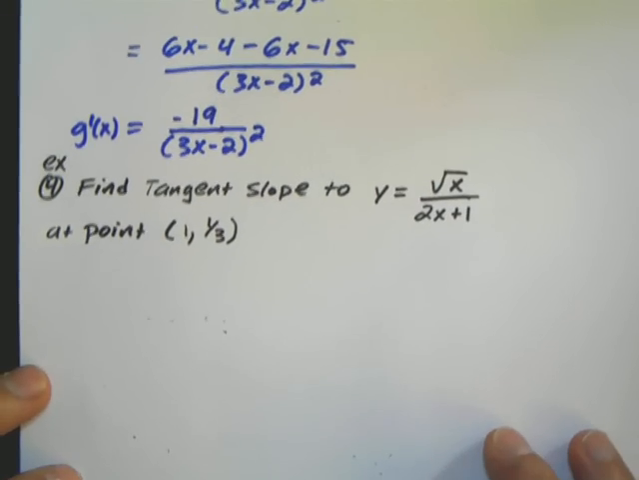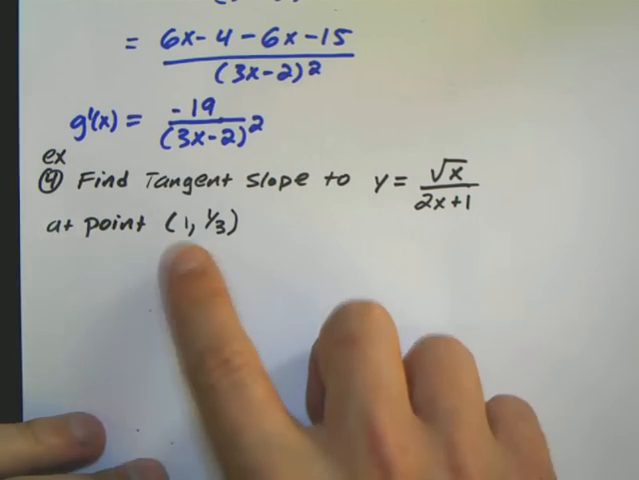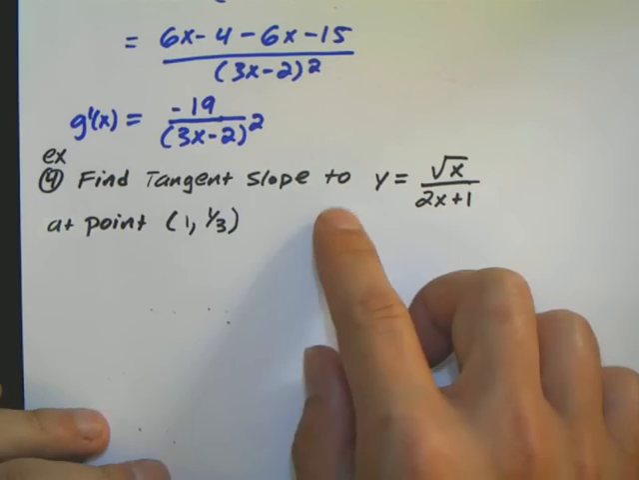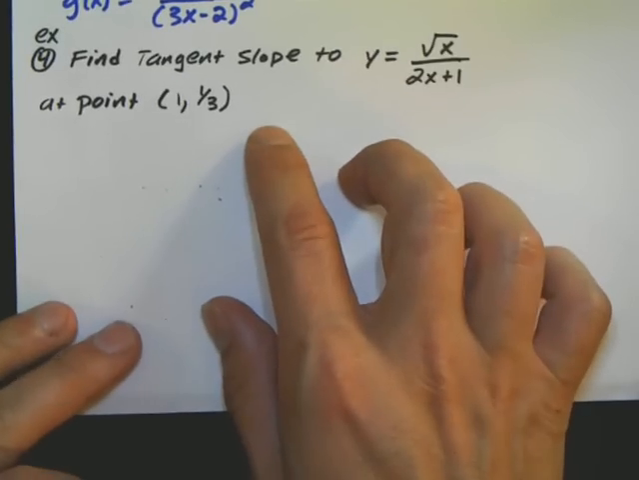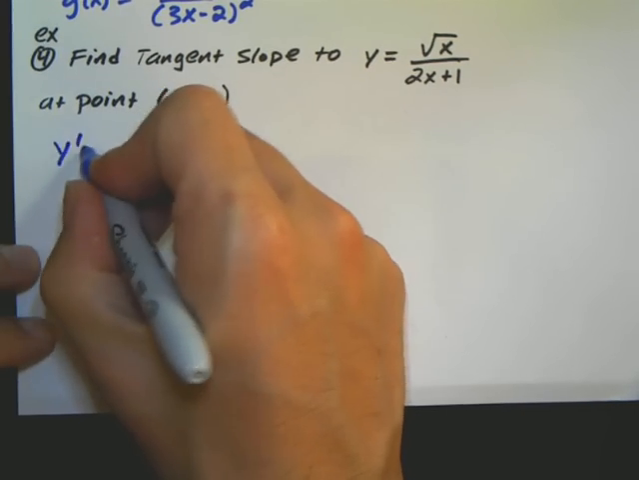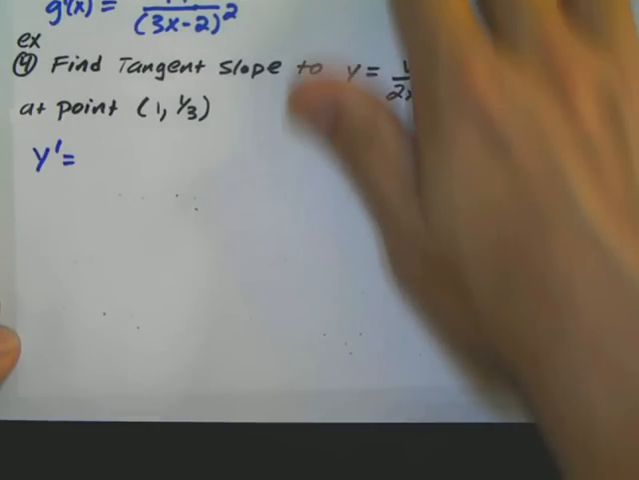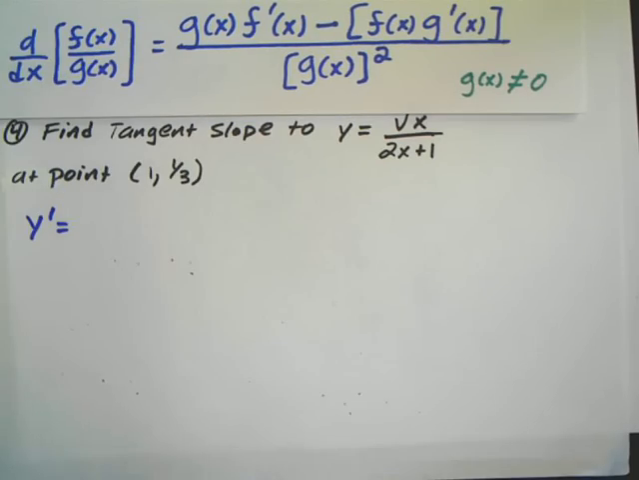Alright, last example, number 4. Find the tangent slope to this curve, to this equation at the point 1 and 1/3. Now, even though it doesn't say directly to find the derivative, to find the tangent slope, I need to find the derivative. So I go ahead and set up my y prime to be, because it's a quotient, I have to use the quotient rule. So I'm going to pull this down so we can just follow the pattern.